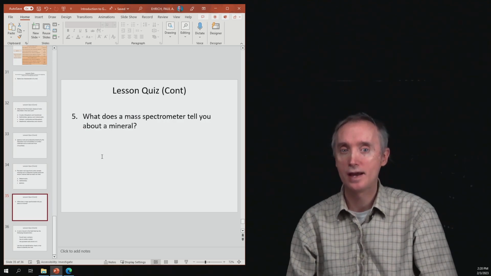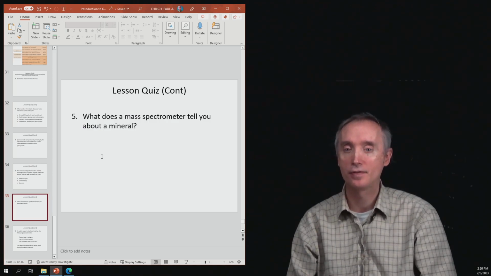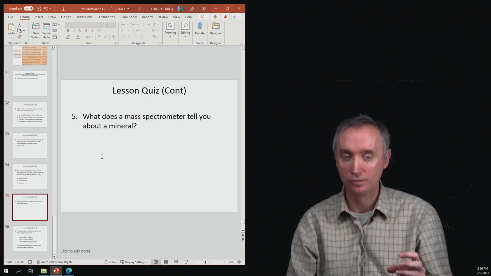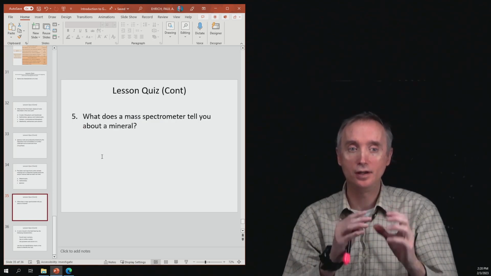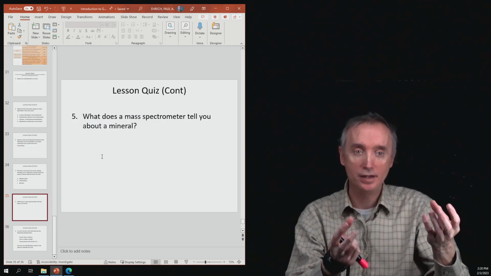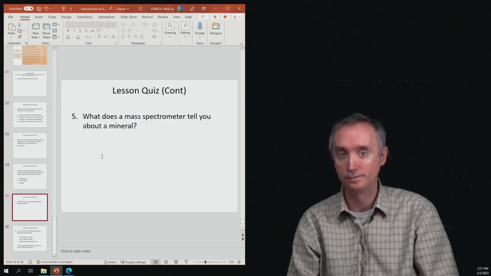And what does a mass spectrometer tell you about a mineral? Well, by definition, it tells you its mass. So it's going to tell you about the masses of the pieces of the mineral when it comes apart. When you take the mineral and you powder it and then you heat it up, the mineral comes apart into its various chunks, and each of those chunks is going to have a certain mass. By knowing those masses you can reassemble it and figure out what was the original mineral.